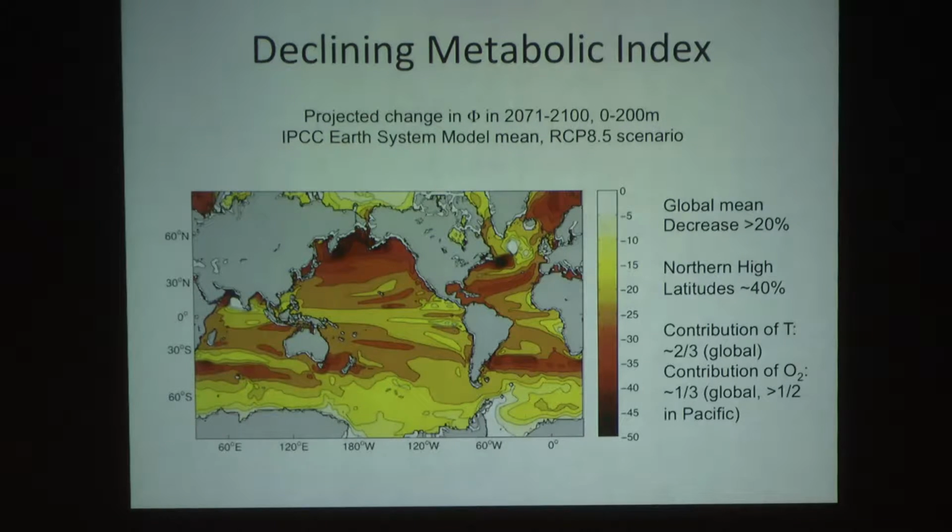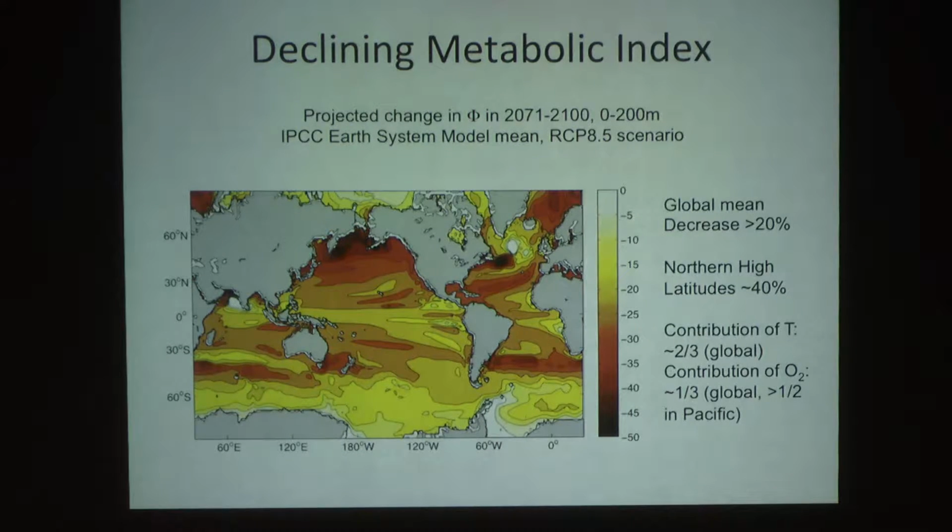Okay, so that gives us a kind of starting point for trying to think about how habitat gets lost in a warming climate. And I'm going to skip over that because it's not the most interesting part of this for me, except to say that if we take those projections of temperature change and oxygen change, we find that on average, globally, the metabolic index goes down by about 20%, and it goes down by much more in certain areas like the high latitude North Pacific. It goes down everywhere, though, pretty much.